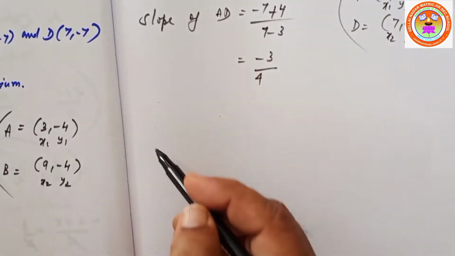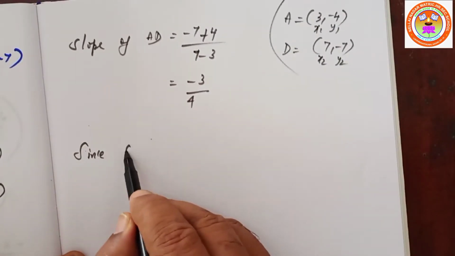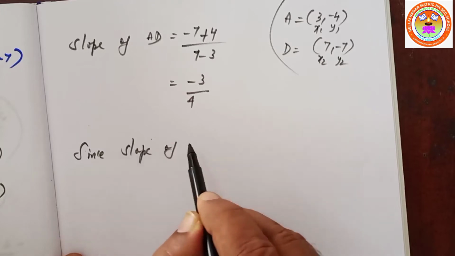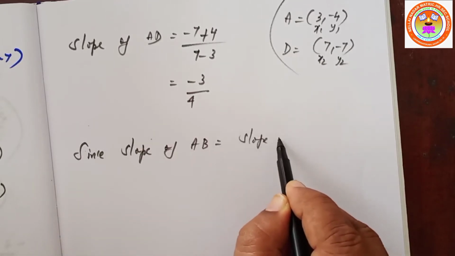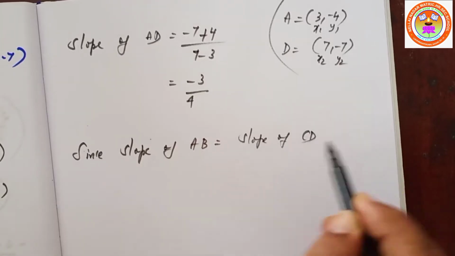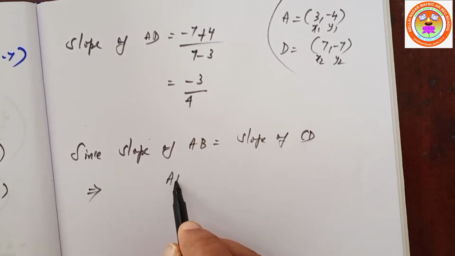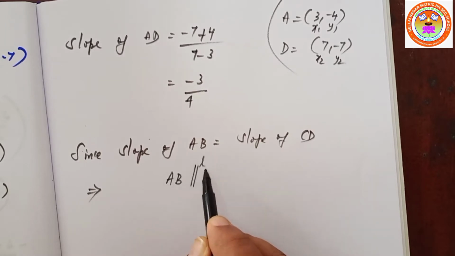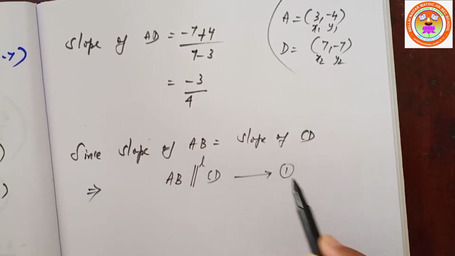Now, we can write the result. Since slope of AB is equal to slope of CD, slopes equal means the two lines are parallel, that is AB is parallel to CD. Let it be number 1.